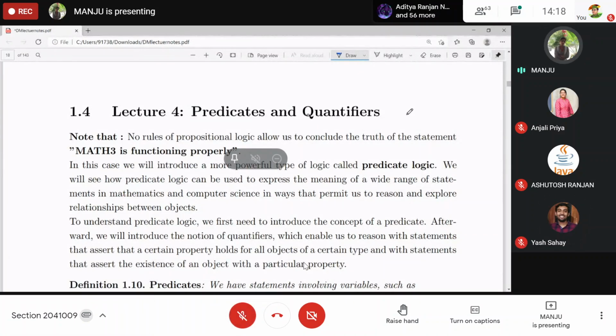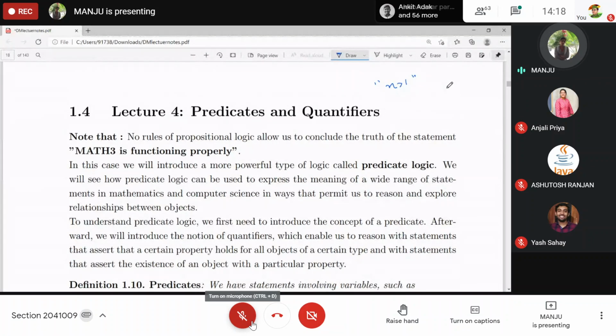Good. Predicates and quantifiers. We have done some statements containing variables. For example, x is greater than 1. Is this a proposition? No, it's not a proposition. It does not have any particular truth value. It is not true, not false, until we give some value to x. So if we assign some value to x, only then it becomes a proposition.